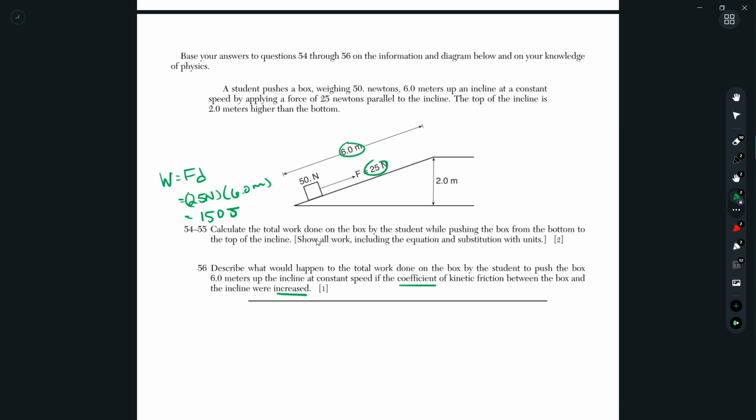What happens to the total work if the coefficient was increased? If there was more friction, then I would need to use more force, which means the total work done would be more, or it would go up, or it would increase, any of those, right? And any version of that.